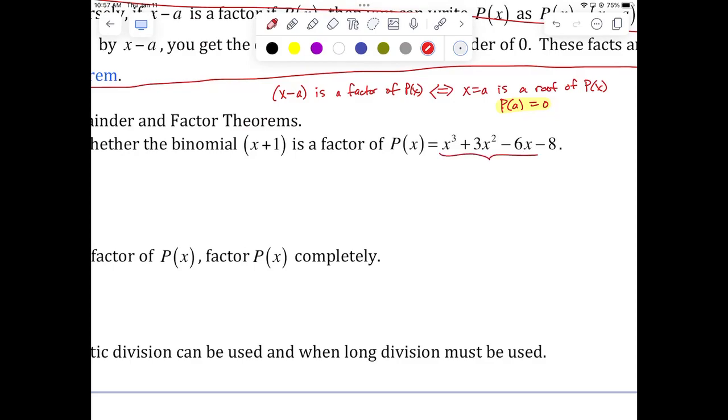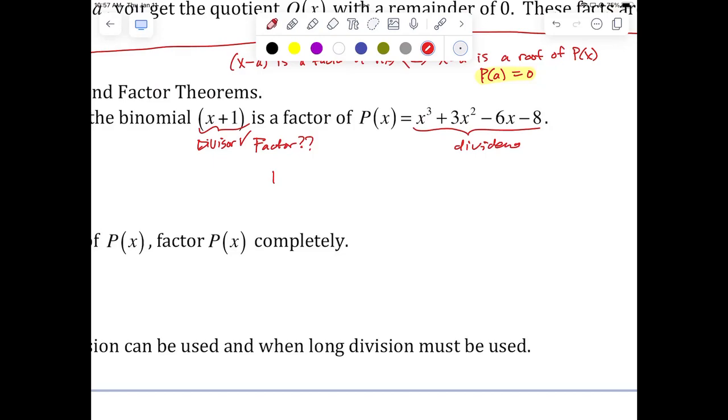So I'll write out my coefficients of my dividend. X plus 1 is your divisor, for sure. But is it also a factor? I don't know. Let's see. So I write out the coefficients: 1x cubed, 3x squared, negative 6x, and negative 8. There's nothing missing. What value do I synthetically divide or substitute with? Negative 1. That's the factor theorem. If x plus 1 is the factor, negative 1 is the root. And let's just see if I get a remainder of 0.